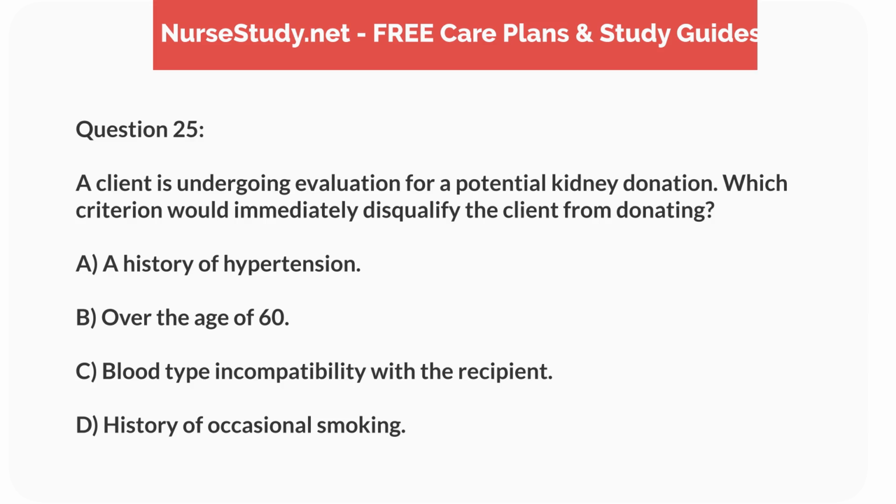Question 25. A client is undergoing evaluation for a potential kidney donation. Which criterion would immediately disqualify the client from donating? A. A history of hypertension. B. Over the age of 60. C. Blood type incompatibility with the recipient. D. History of occasional smoking.